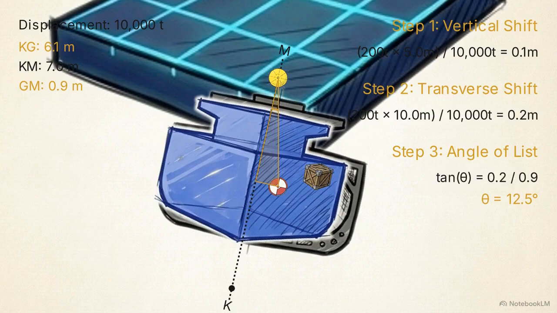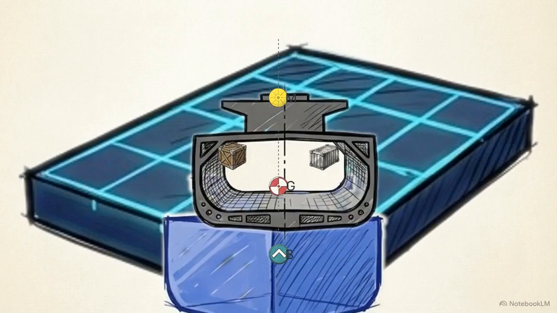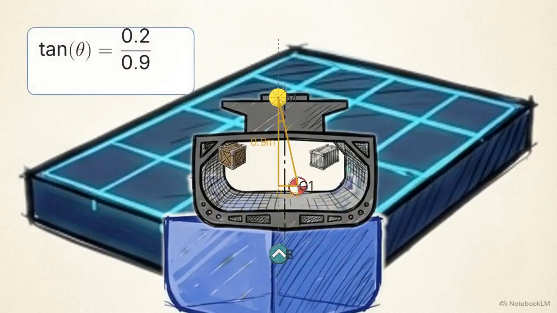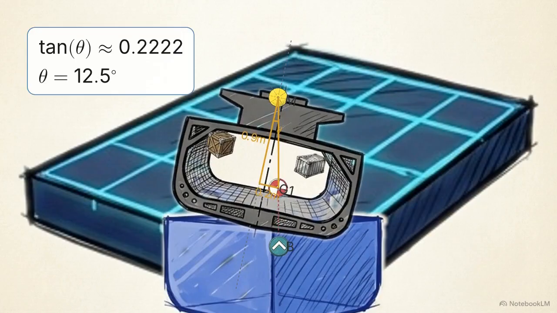The trigonometric formula for the angle of list states that the tangent of theta equals the transverse shift divided by the metacentric height. To find the true angle, you must use the squeezed, newly calculated GM of 0.9 meters rather than the original baseline. We insert our calculated values into the formula, 0.2 meters divided by 0.9 meters. This results in a tangent ratio of approximately 0.2222. Calculating the inverse tangent reveals that the ship will settle into a permanent 12.5-degree list to starboard.